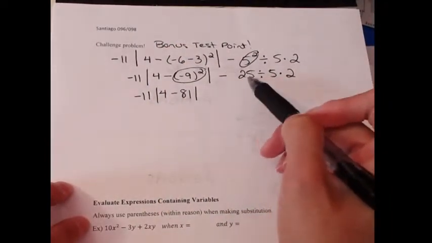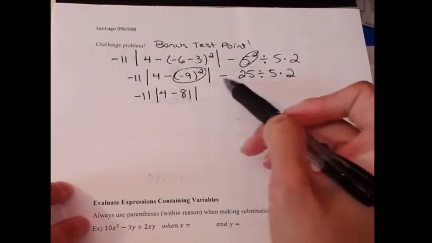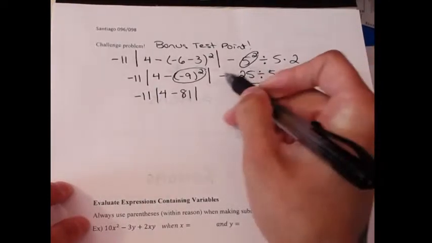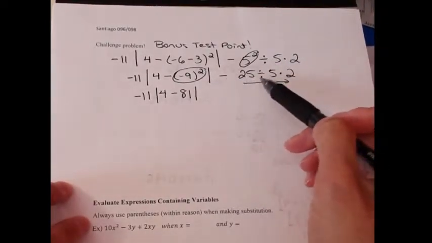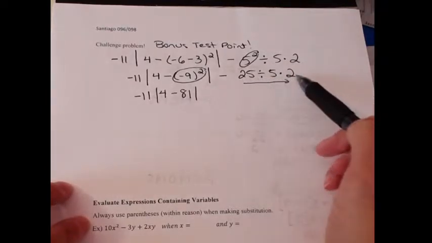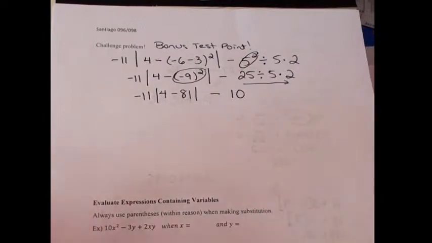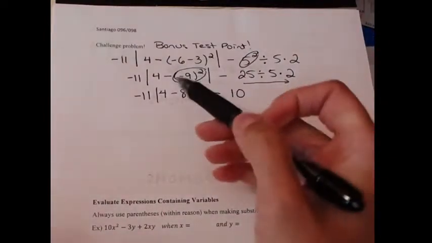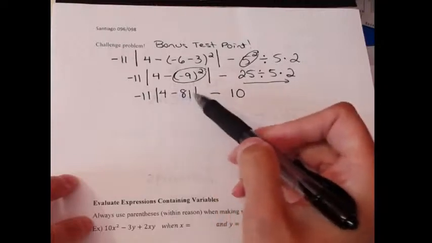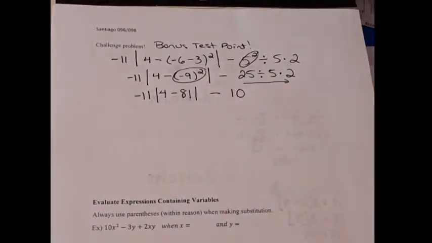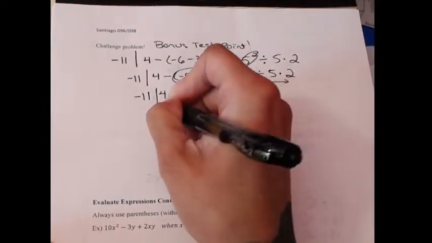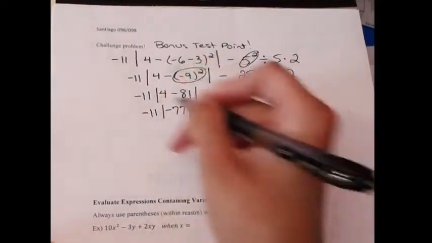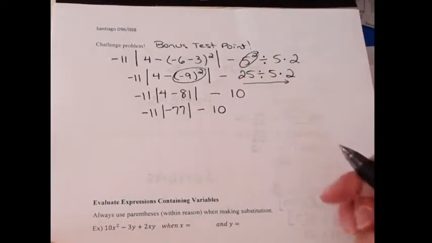Because we have minus 25 divided by 5 times 2, we can simply move from left to right and take care of this side of the problem. Negative 25 divided by 5 is a negative 5, times 2, which is negative 10. That takes care of the right-hand side. Let's continue focusing on what's inside these absolute value bars. We have 4 take away 81, which gives us a negative 77 within the set of absolute value bars. Bring down the negative 11. Bring down the minus 10.